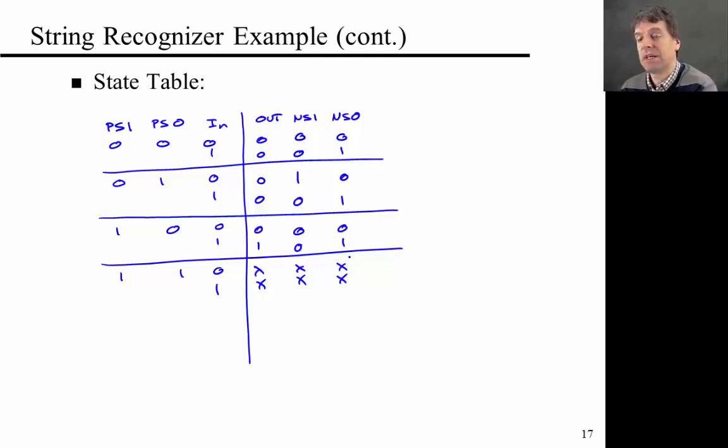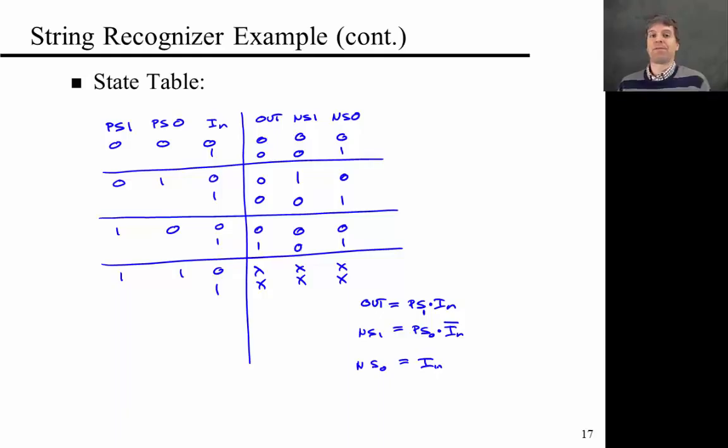And then from this state table, you can either use k-maps, or maybe you can just look at the state table and find that output is equal to present state and in. Next state 1 is equal to present state, sorry, this was present state 1, this was present state 0, and not in. And then next state 0 is just in. Okay? So hopefully you were able to solve this problem yourself, because this is very similar to something you'll do in the lab.